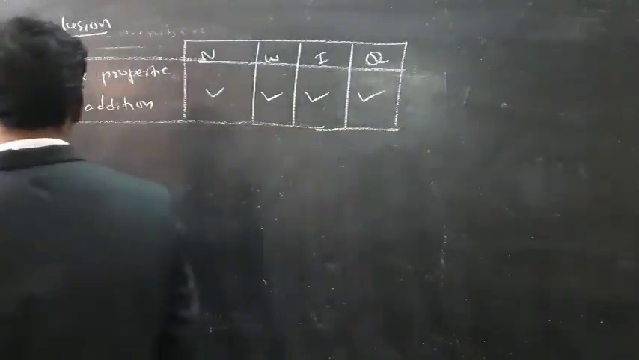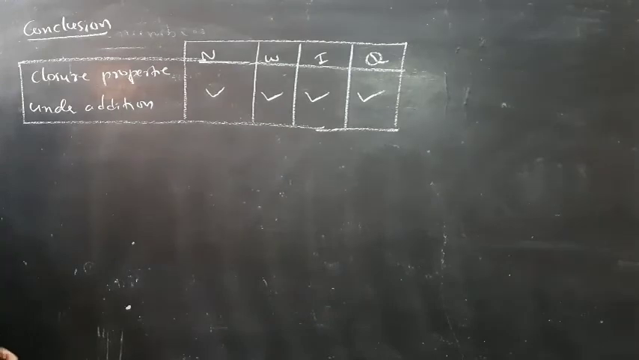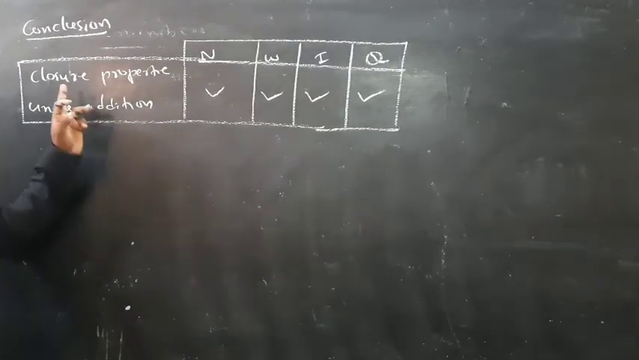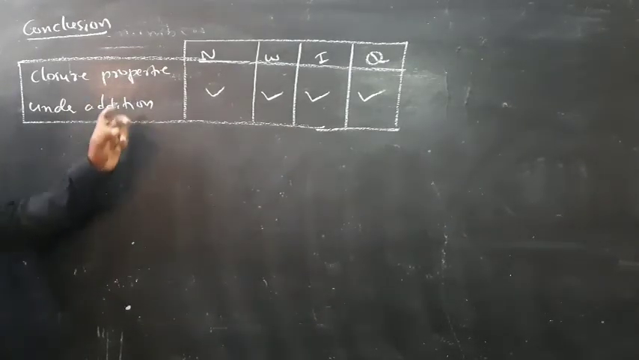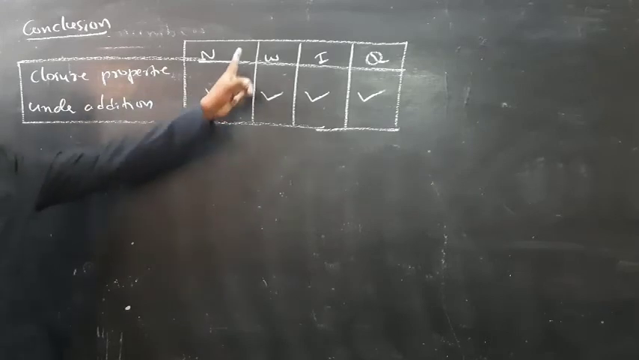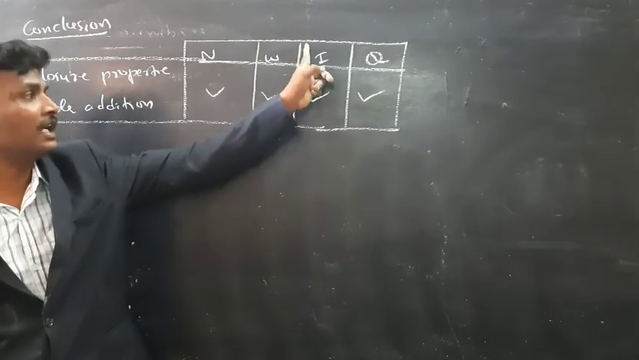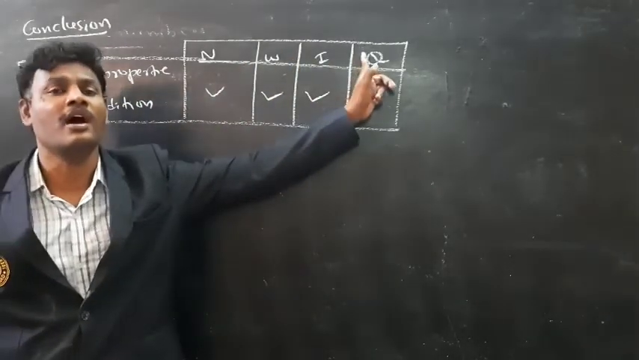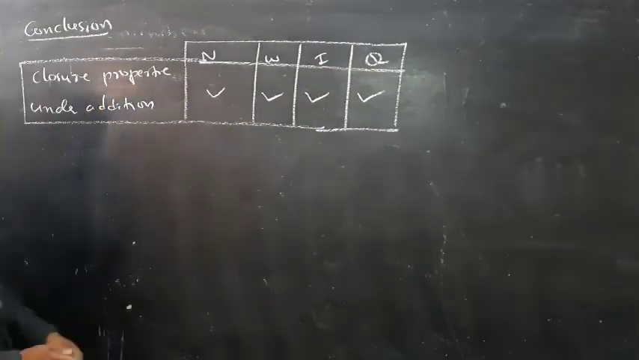So our final conclusion: closure property under addition is satisfied by natural numbers, whole numbers, integers, and also rational numbers.